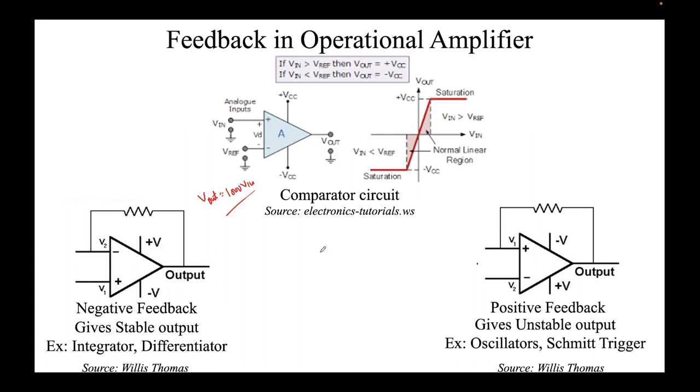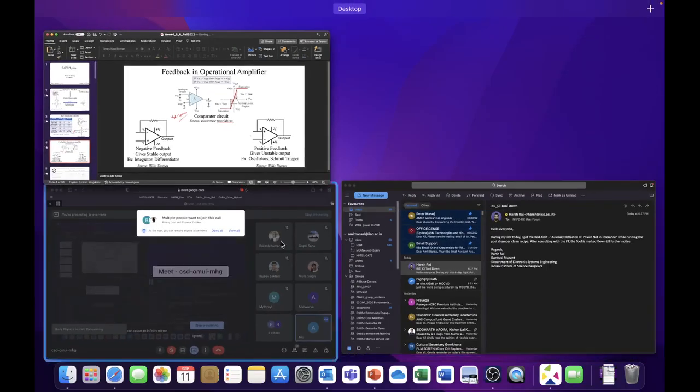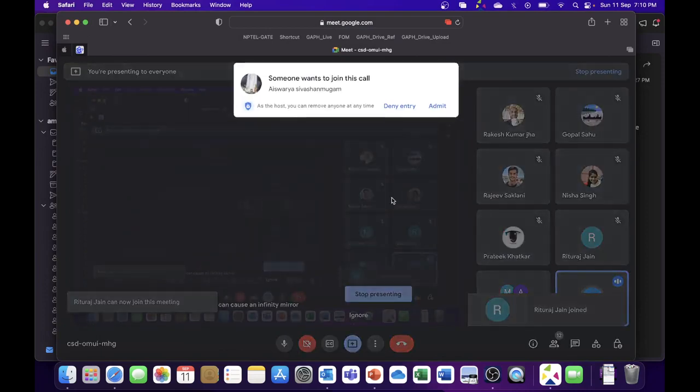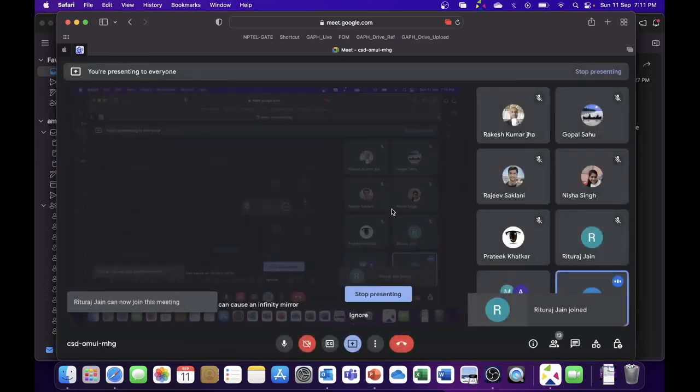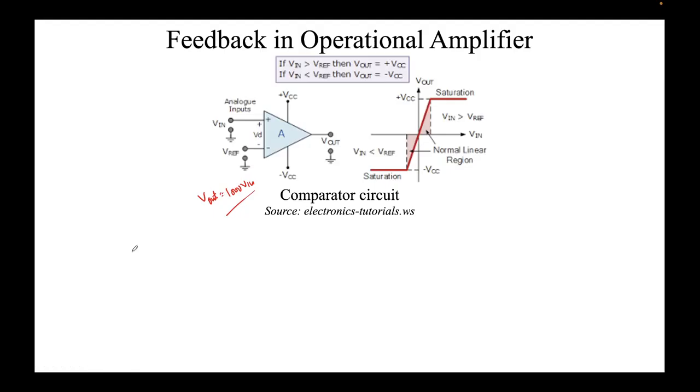Any doubts, any inputs you have, please let me know. Okay, some people are trying to join, I'll admit that. Okay, so for the people who just joined, I had just revised what we had done in the last session.